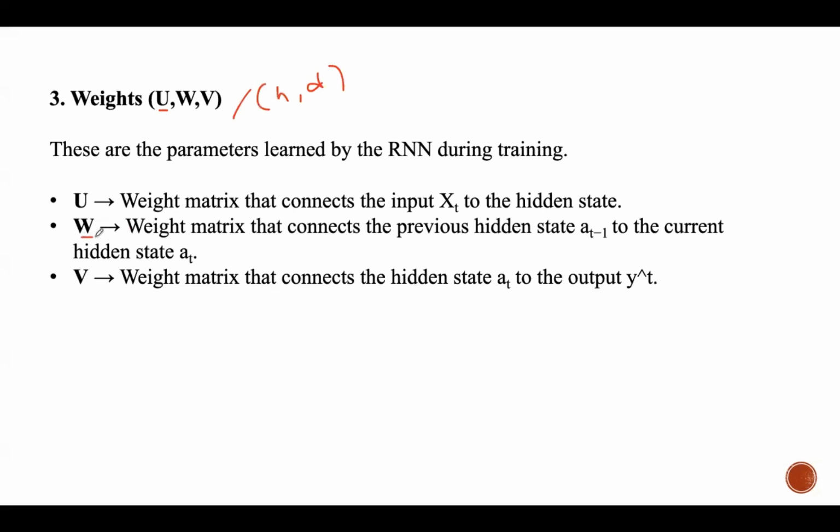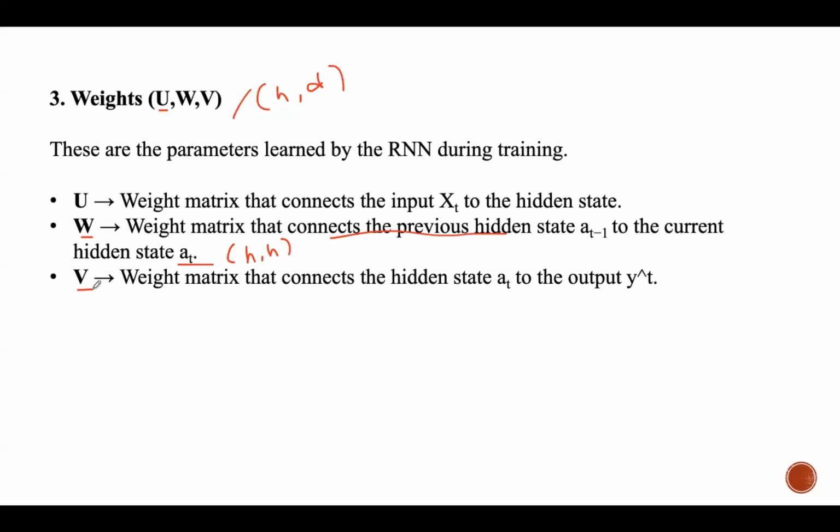Then coming to W, the hidden to hidden weight matrix, it governs the transitions from the previous hidden state ht minus 1, or at minus 1, to the current hidden state at. So it mainly connects at minus 1 to at. And the shape of this matrix is H comma H. So this is hidden to hidden, right? This is a square matrix, and it retains memory and propagates temporal dependencies across the time steps.